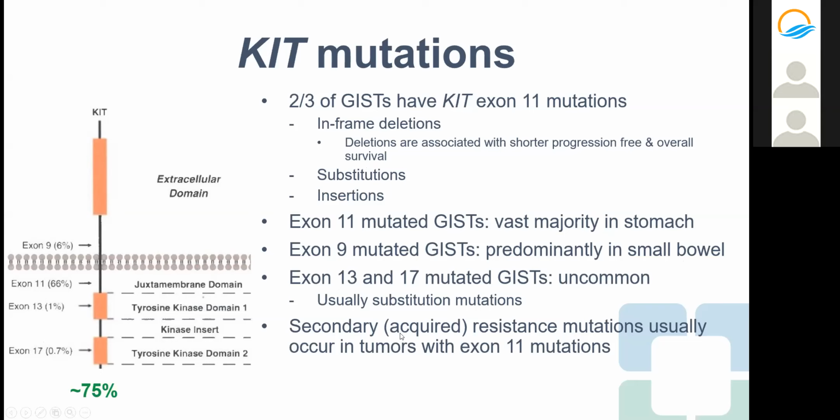Finally, secondary or acquired mutations also typically occur within the KIT gene in the setting of GIST tumors. These are acquired mutations that result from exposure to imatinib or targeted therapy. Most typically, these acquired resistance mutations, where you get additional mutations within exons that result in a lack of response to the targeted antibody, occur in patients that have exon 11 mutations.